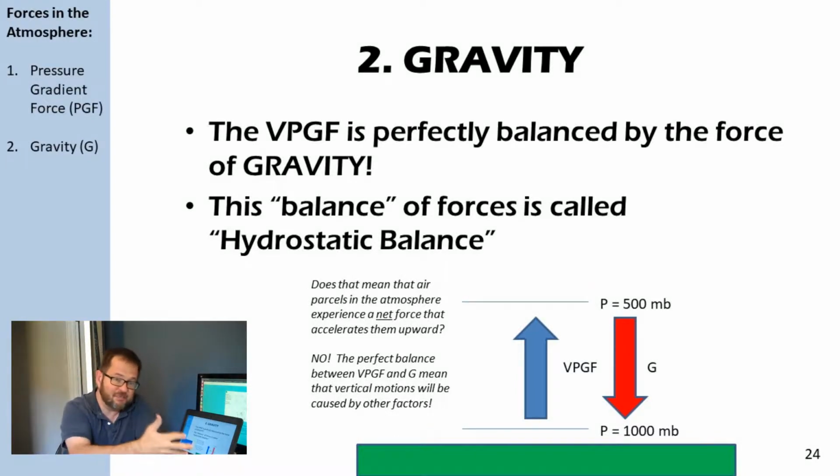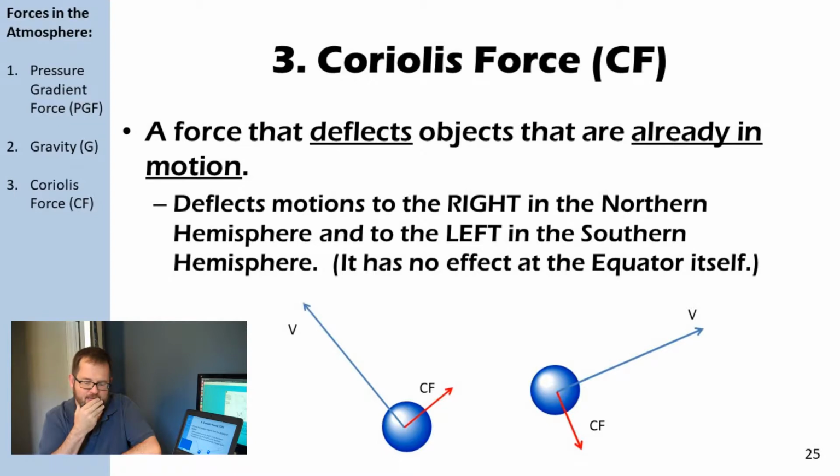I'd like to bring this up at this time, though, because this is the first time we're going to see a force balance, in terms of a wind anyway, or in terms of the atmosphere. We're seeing how the vertical pressure gradient force is exactly being balanced by gravity. Then we hit the horrible one, the Coriolis Force.